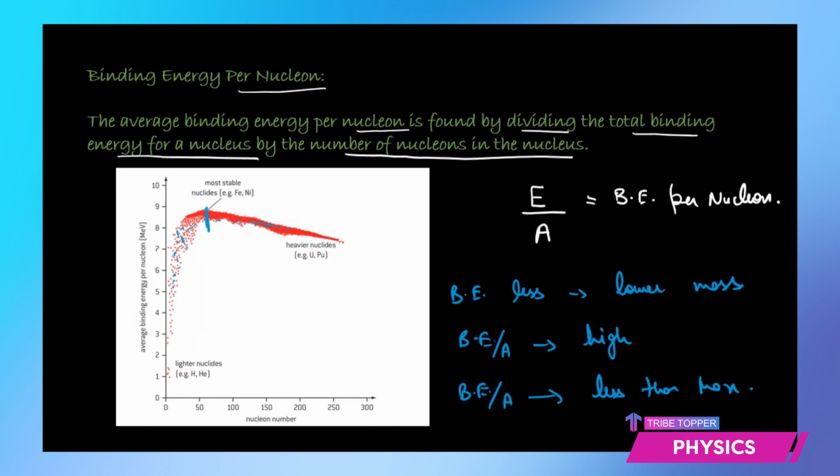So you find out that the most stable nuclides are iron and nickel, which have the highest value of the binding energy in this curve. So that's all in this video session.